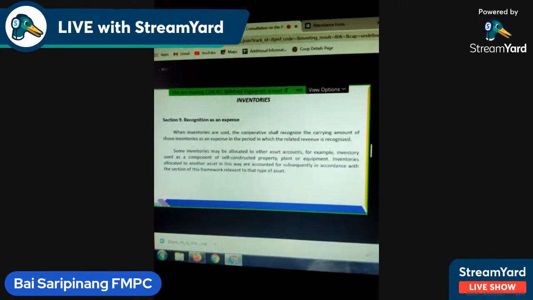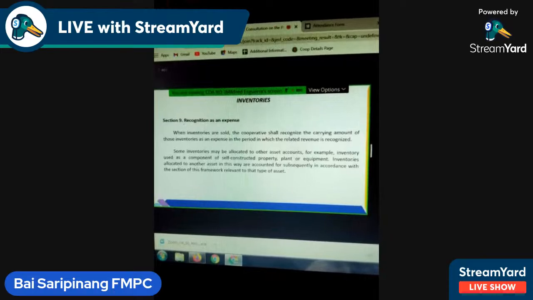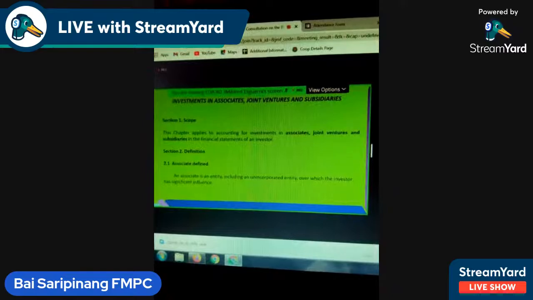Isang principle po natin na pinapatupad dito sa PFRS when it comes to inventories, as much as possible, we have to observe the FIFO, no? The first in, first out. Yan po ang isang emphasis natin dito sa ating inventories.